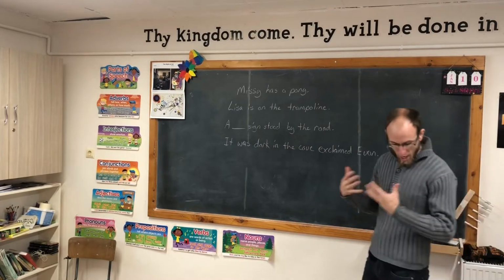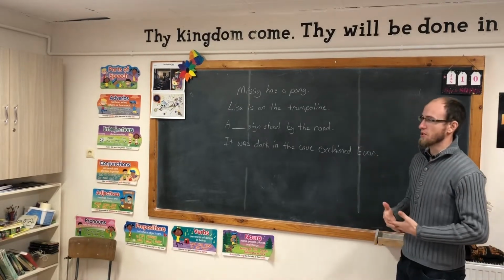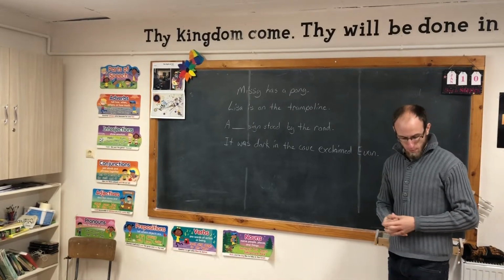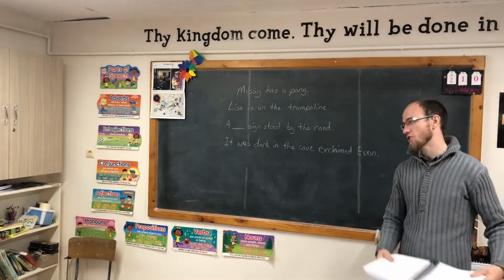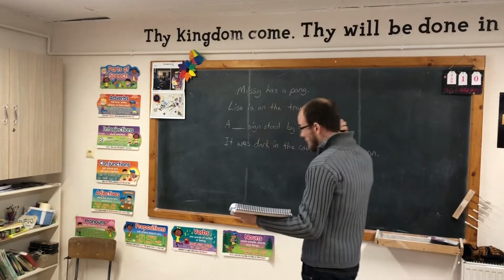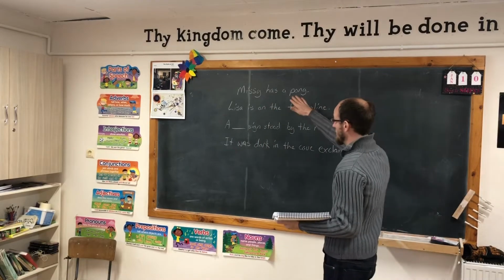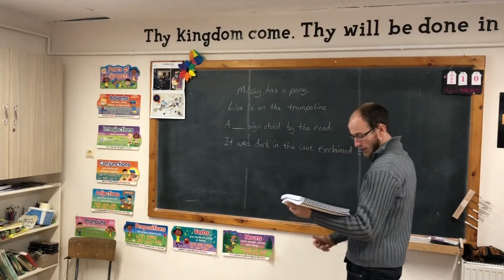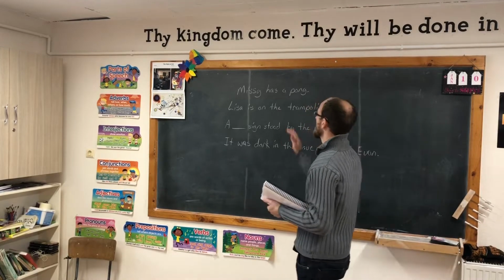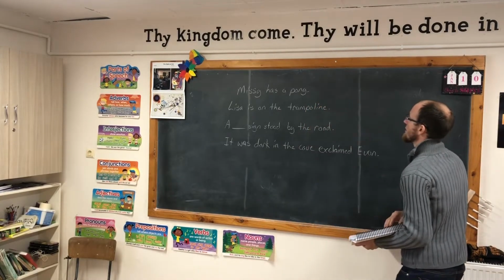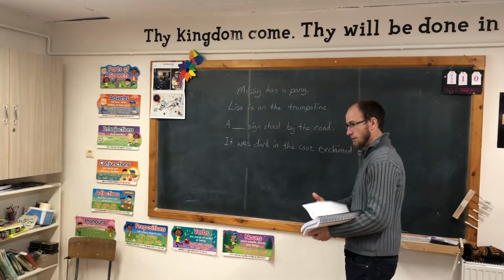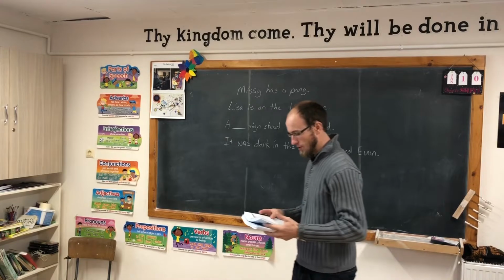Would you use have, has, or had to speak in the present tense? Have. I have something. Should you capitalize the names of seasons, like summer, winter? No. Good. In this sentence, underline the verb. Missy has a pony. What is the verb? Has. Is it present or past? Present. Next one. Lisa is on the trampoline. What's the verb? Is, and is it present or past? Present. It is present tense.